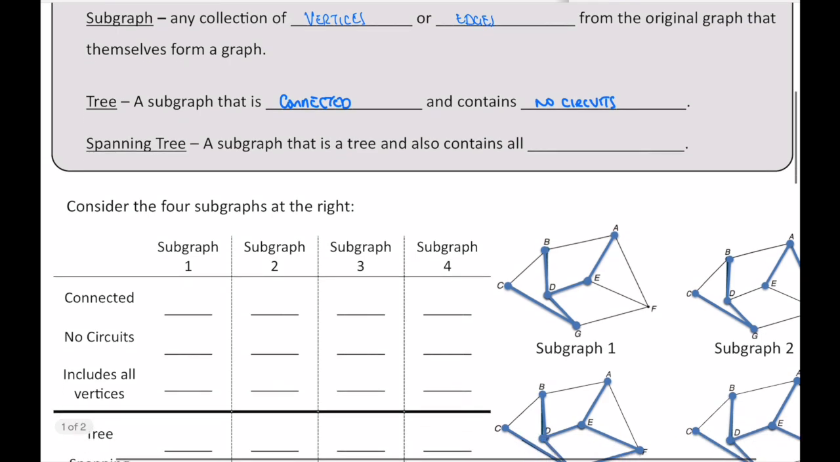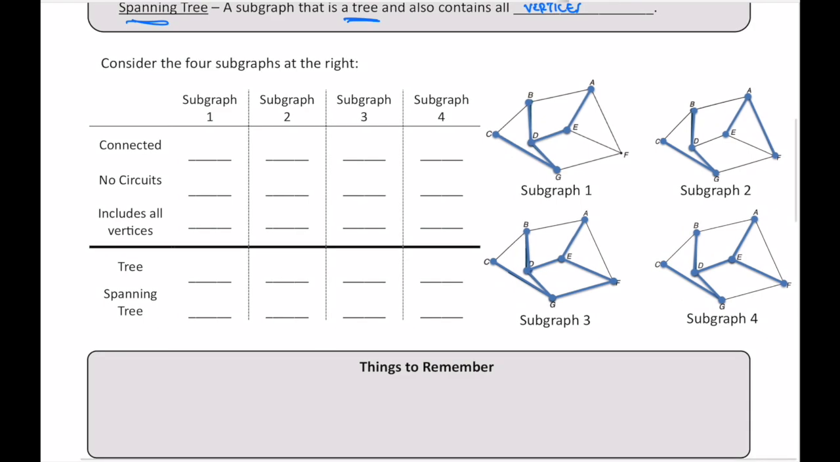Now we're going to also be looking at a spanning tree. A spanning tree is a special type of tree. So first, we fit the tree definition in that we are connected and there are no circuits. It also contains all vertices. So we must reach all points, all nodes, all vertex points on our graph. So that's what I mean by spanning. It reaches everything. We've got 4 examples here, and our 4 subgraphs.